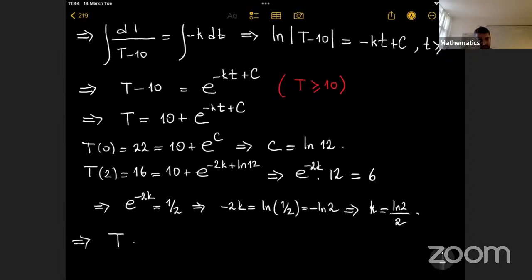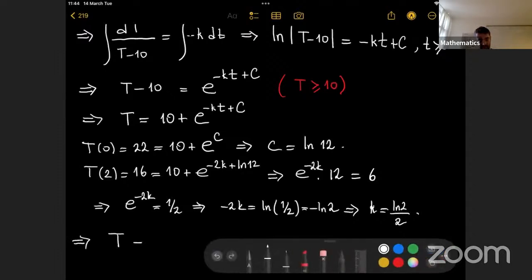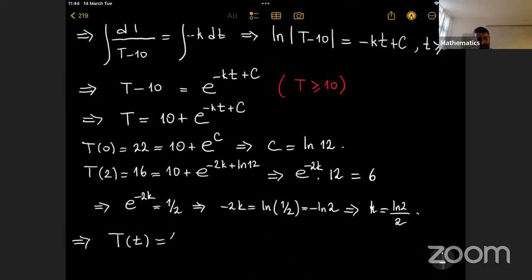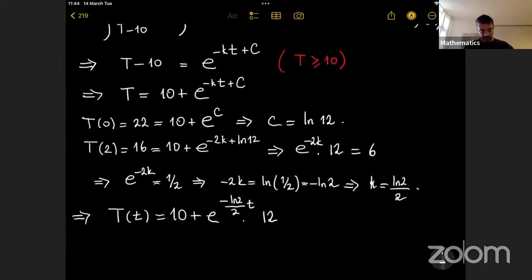So what we basically get is the following. T of t is equal to 10 plus e to the minus ln 2 over 2 times t plus c. C is ln 12, so e to the ln 12 is 12. So basically it is times 12, okay? Any question with this? We're not done yet. We will find T of 3. So T of 3, after 3 hours, becomes 10 plus 12 times e to the minus ln 2 over 2 times 3.